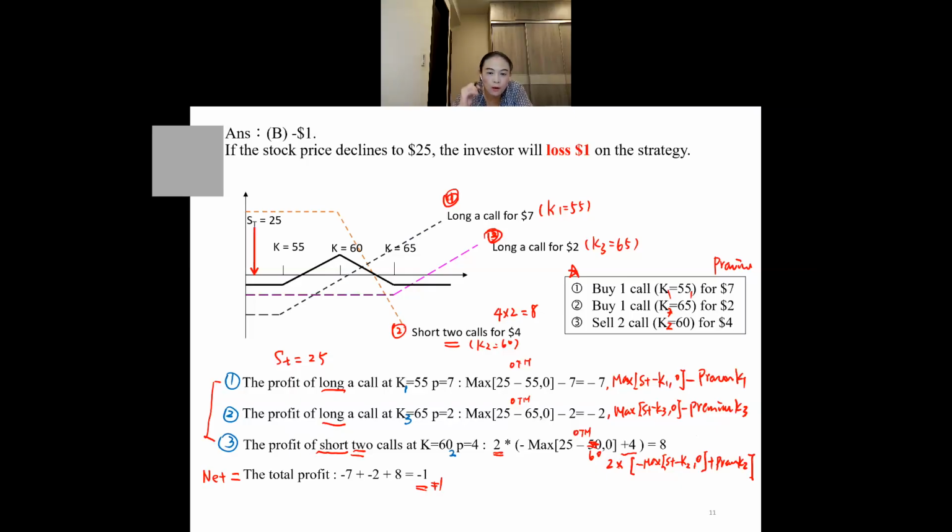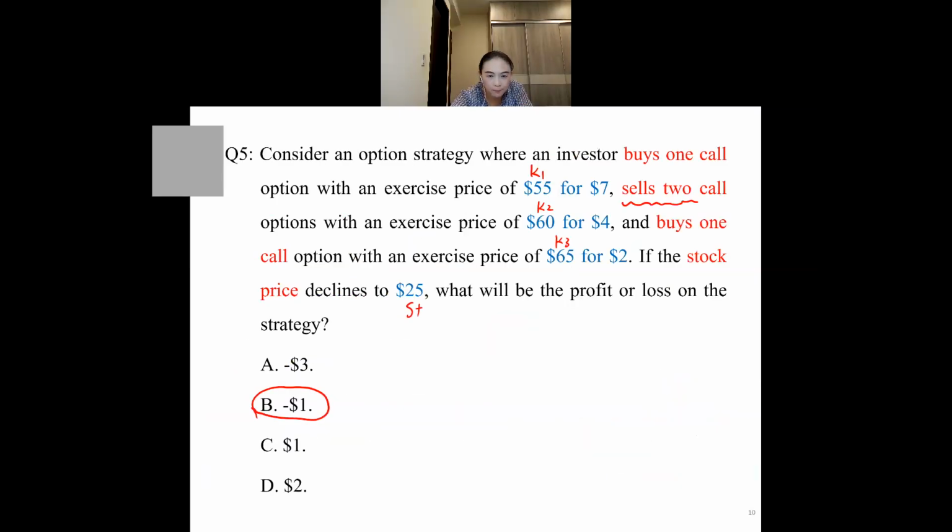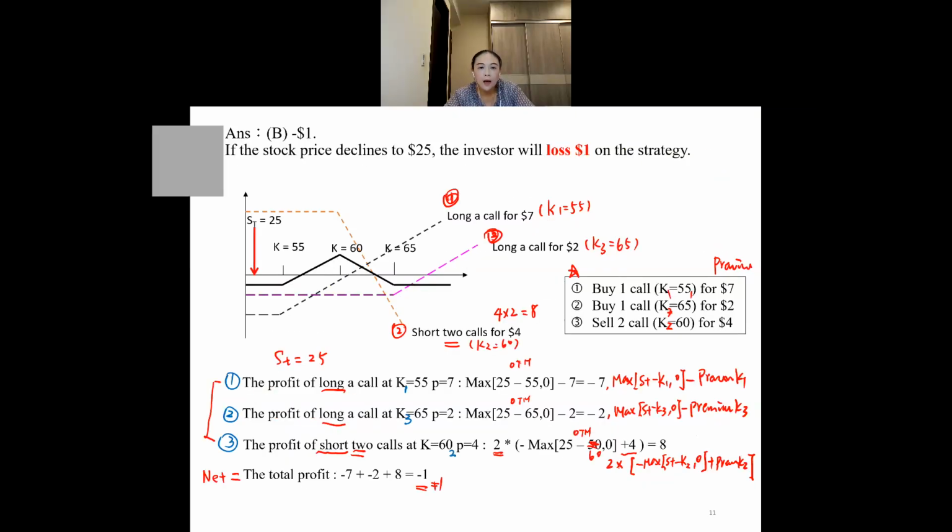And finally, you short 2 calls. In that case, your payoff is minus maximum of 25 minus 60, 0. That's also out of the money, but you earn the call option premium, so 4 times 2 is $8. So the answer would be minus 7 minus 2 plus 8, which is minus 1. Going back to the choices, the answer would be B, minus 1.